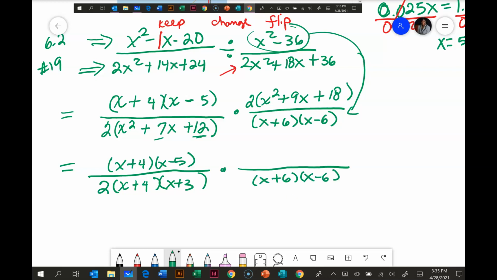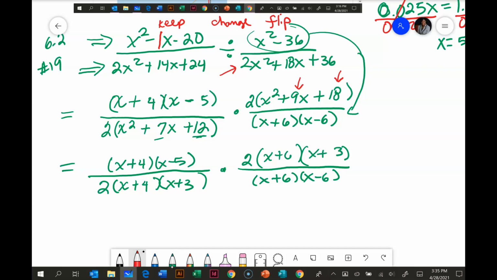We're good with that. We have 2 times what times what? Well, we need factors of 18 that add to 9. Is that possible? Factors of 18 that add to 9. Yes, x plus 6 times x plus 3. 6 times 3 is 18. 6 plus 3 is 9.